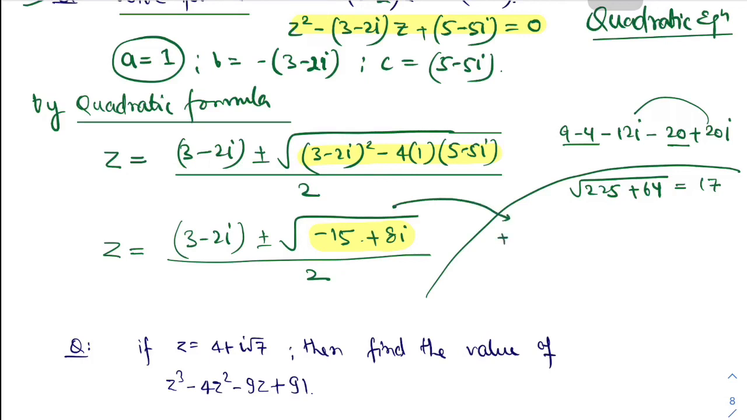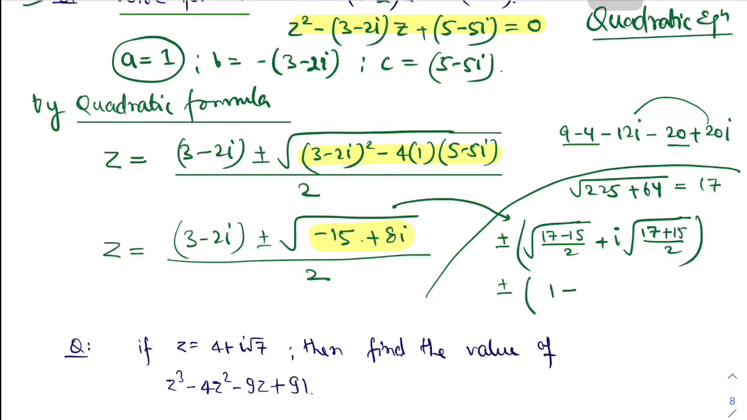This will be plus minus root over 17 plus a, here a is negative, so it will be 17 minus 15 upon 2. b is positive, so positive sign iota, it will be 17 minus a, minus of minus will be plus 15 upon 2. So this is plus minus 1 plus 32 upon 2 is 16, root of 16 is 4, 1 plus 4 iota.